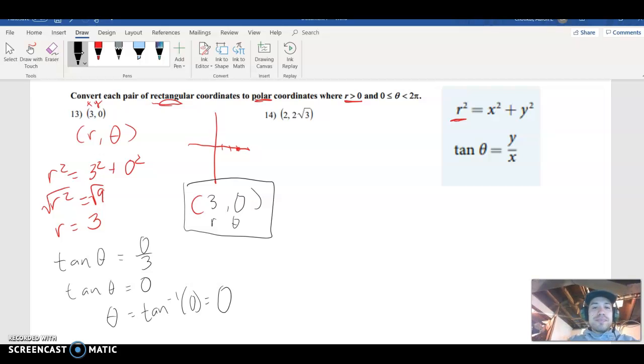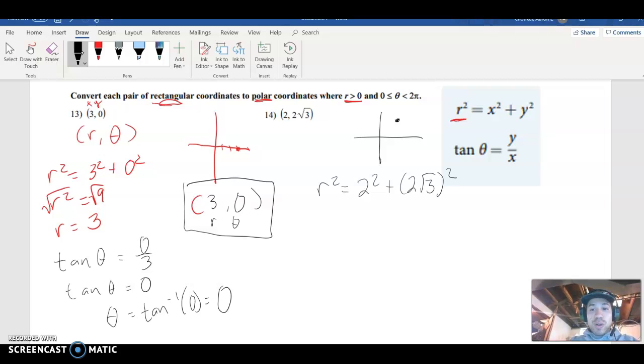Let's check out another one, number 14. Number 14, first thing we're going to do is plot it out. 2 root 3 is we go to the right 2 and up 2 root 3. So we're going to be right around here. Nothing to be concerned about. I just want to make sure I'm in the right quadrant. It's just a sketch.